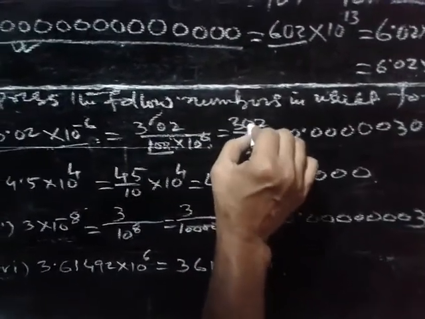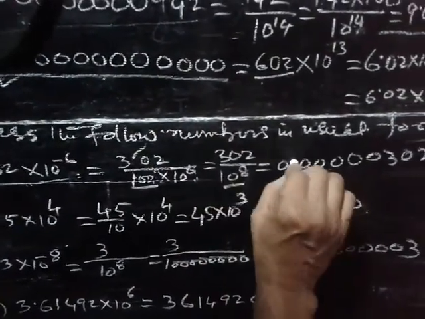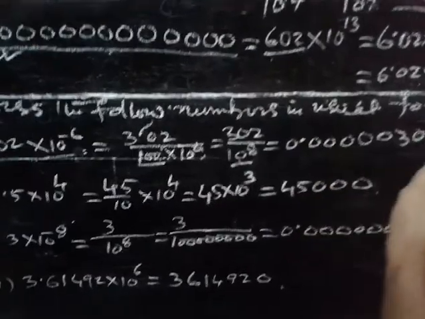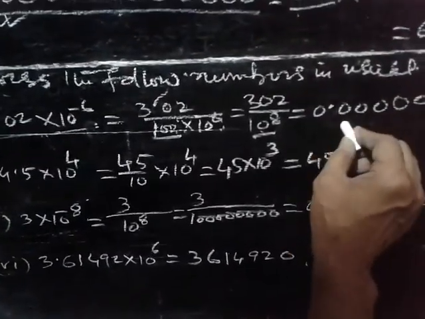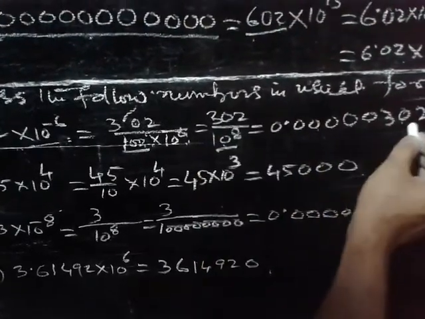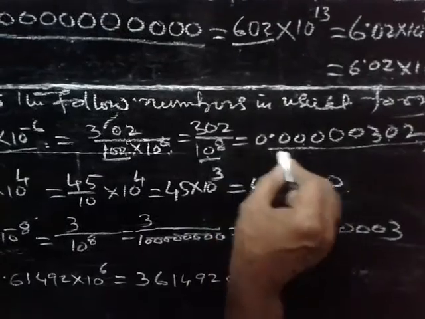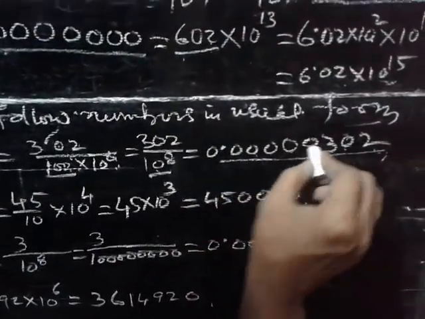That is 3023 divided by 10 to the power 8, that is after the decimal, the number will have 8 digits over here: 1, 2, 3, 4, 5, 6, 7, 8. So from here to this decimal point, the number of digits should be 8.